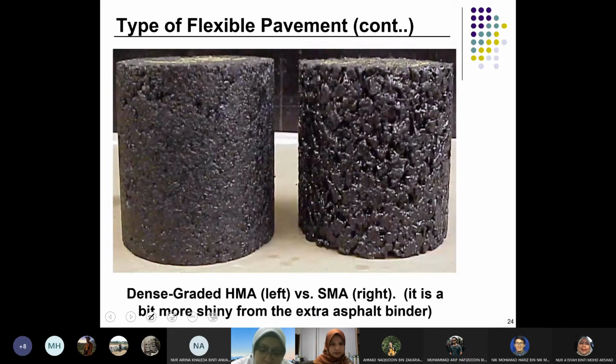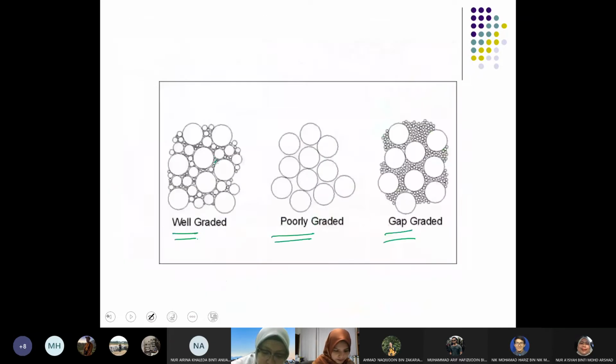So see gap graded hasil dia macam mana? Nampak ada lubang-lubang kan, ada pores in between tu. Okay, and this is a bit shiny. Sebab apa? Dia guna banyak liquid, bitumen liquid compared to dense graded. Sebab dia apa? Dia letak emulsion tu untuk bind the material. Okay, macam yang sebelah sini tak, sebelah kiri ni dah tak perlu nak guna banyak emulsion to bind them sebab they themselves, the material themselves, they can actually engage between one to another. Okay, so itu beza dia.